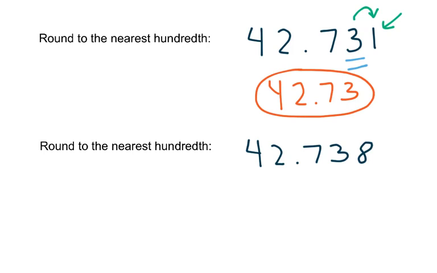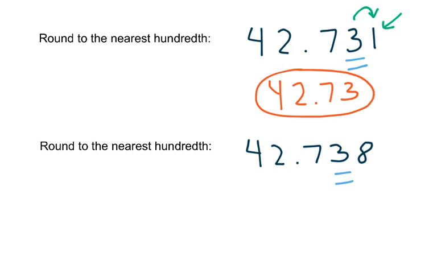Let's look at another example. Round to the nearest hundredth, 42.738. This one's a little different than the last one. We're still rounding to the nearest hundredth, so this is going to be the last digit in our answer. It's either going to be 42.73 or 42.74.